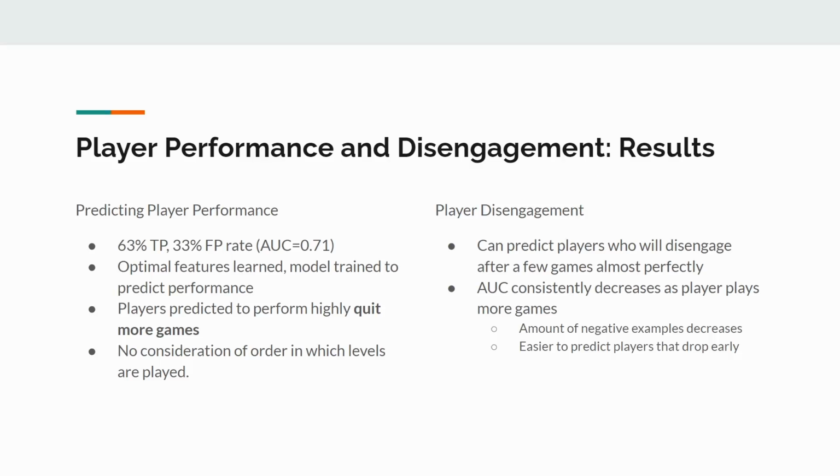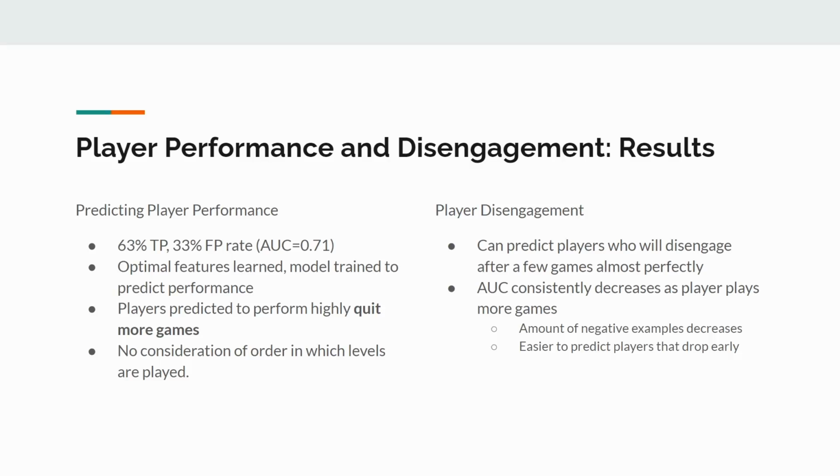Now to talk a little bit about the results of player performance and player disengagement. I already talked a little bit about the AUC values. For player performance specifically, we have an AUC value of 0.71 with a 63% true positive rate and a 33% false positive rate, which means that optimal features were learned and a model was trained to relative success and was able to predict performance.